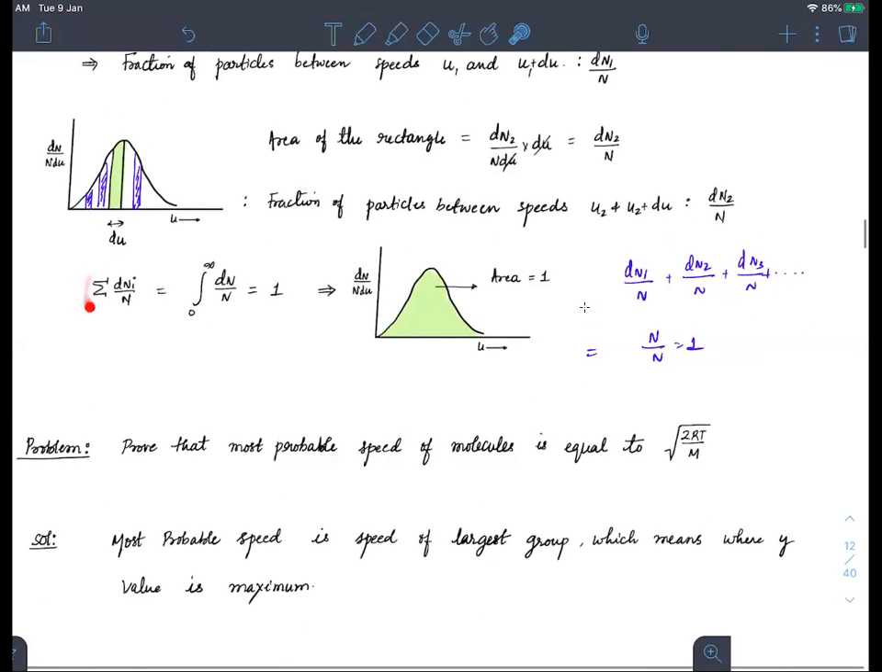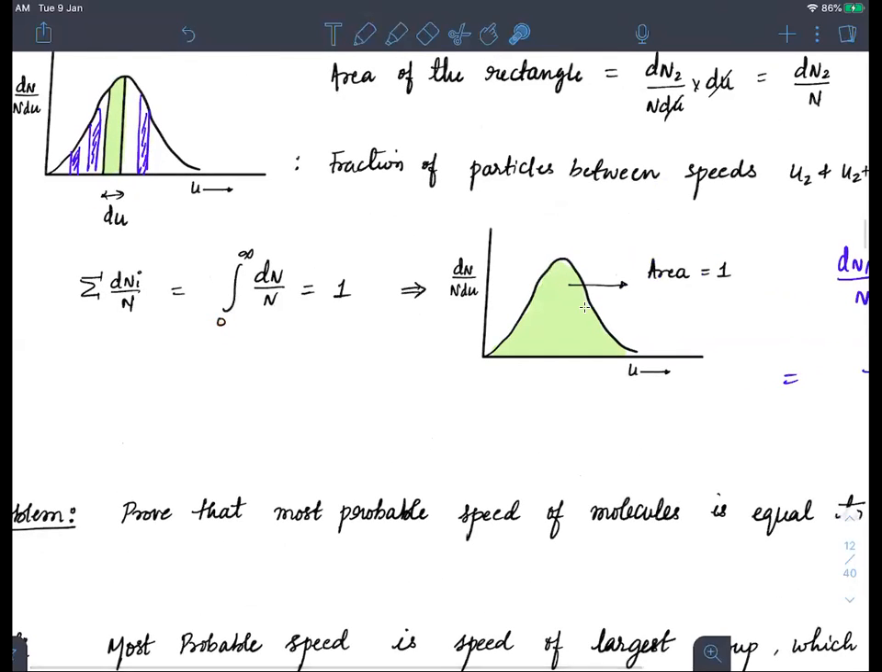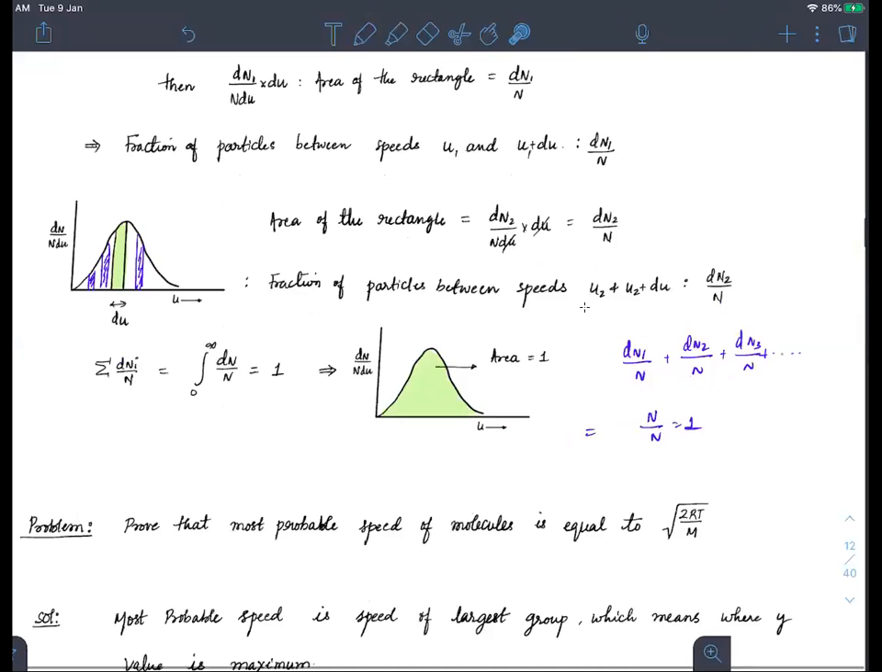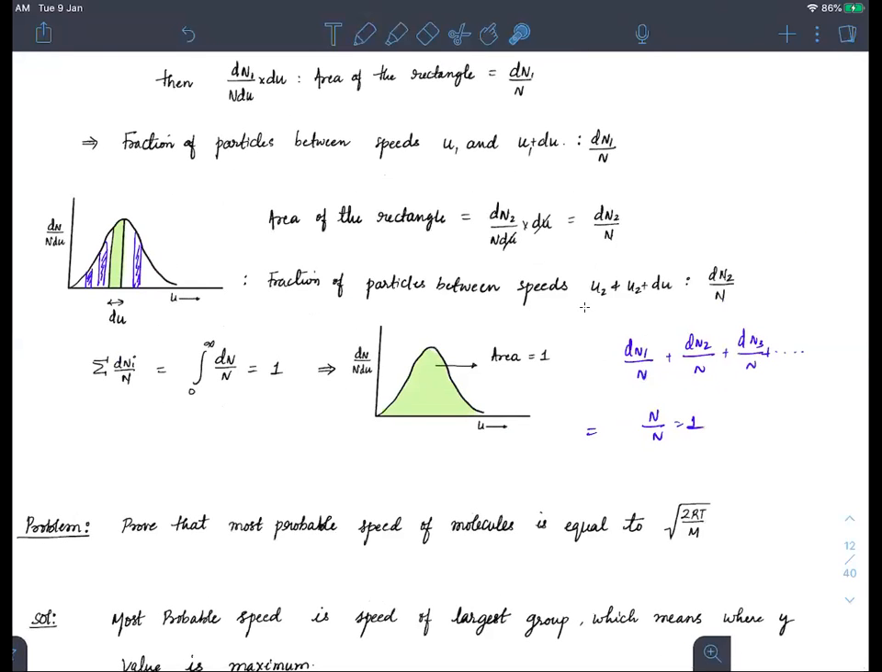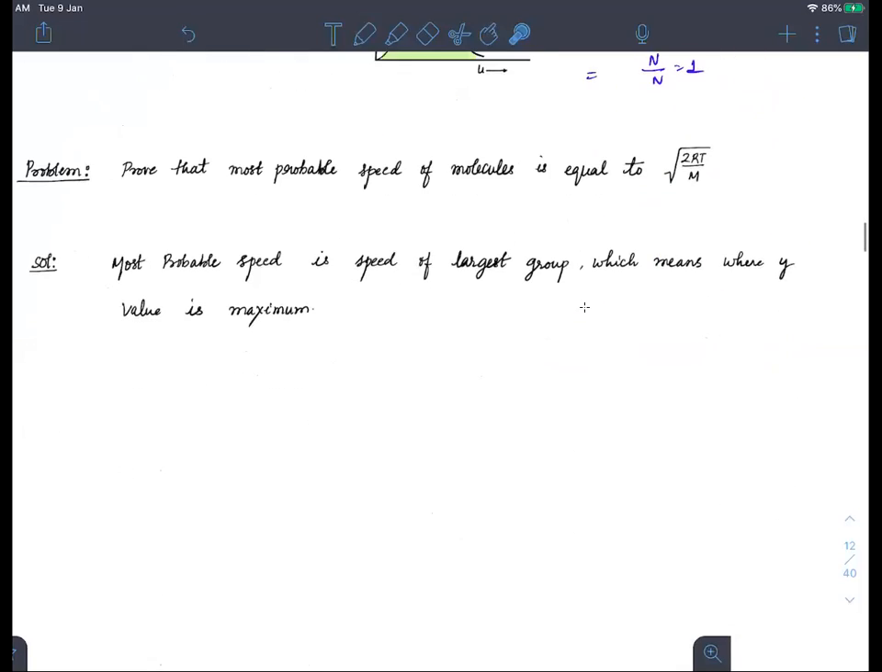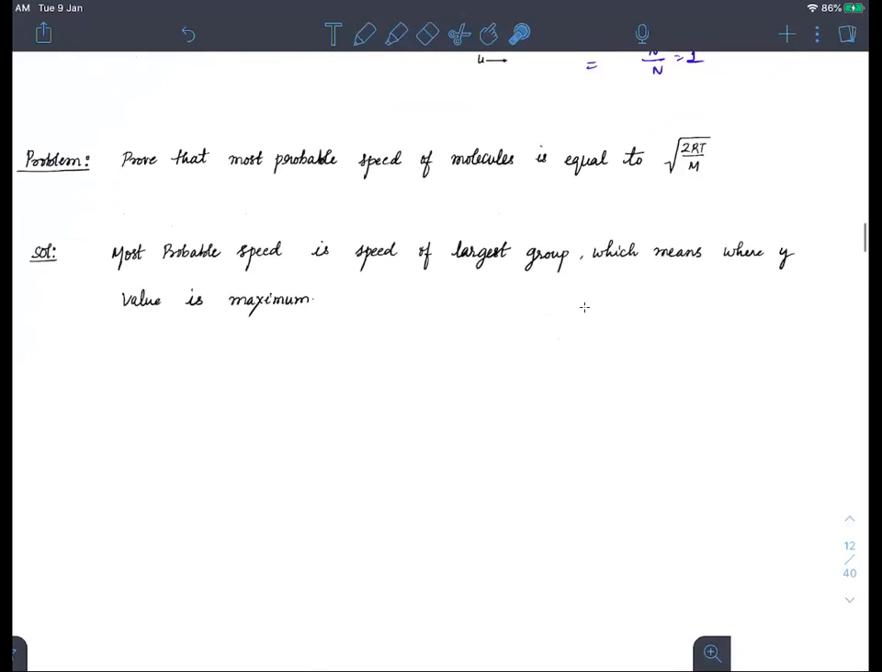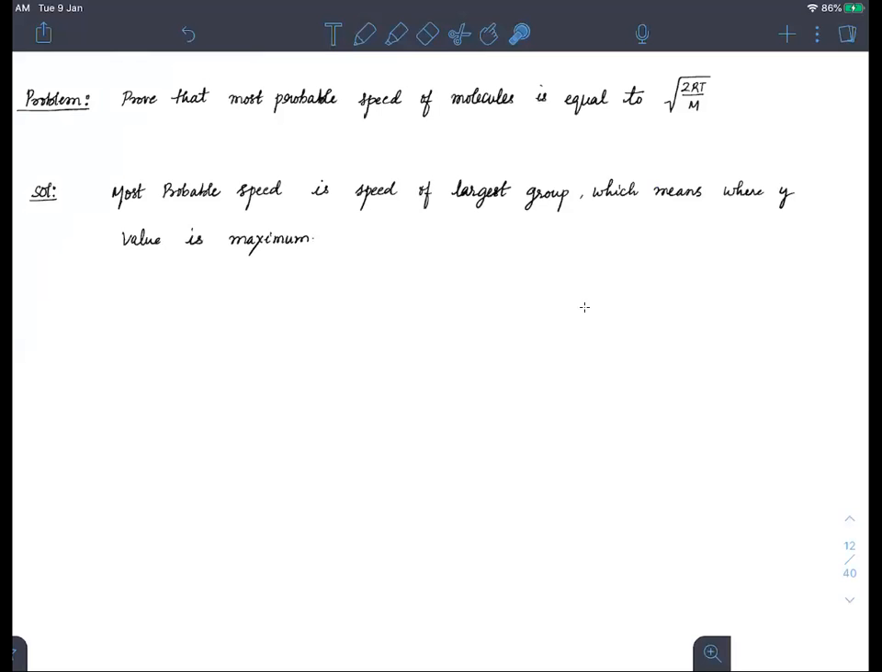The same summation, if I write in terms of integration, what would I get? From 0 to infinity, if I add all those small fractions dn by n, it should come as 1. I guess all of you understood this. Yes, sir. Okay. Now see this.